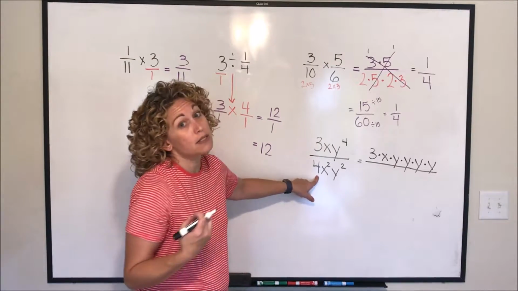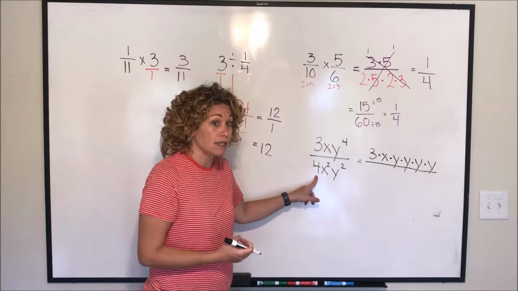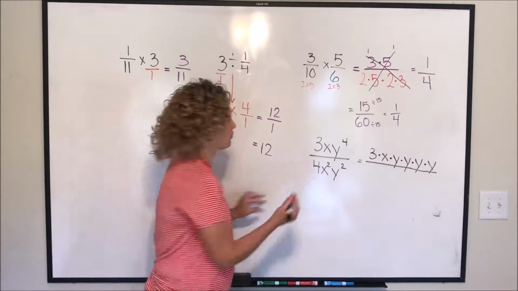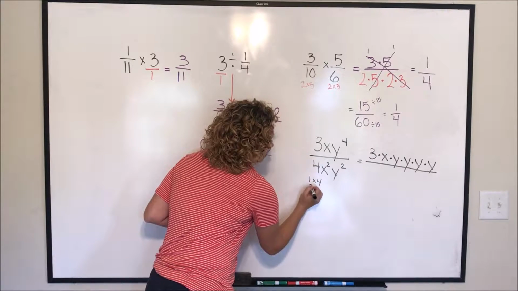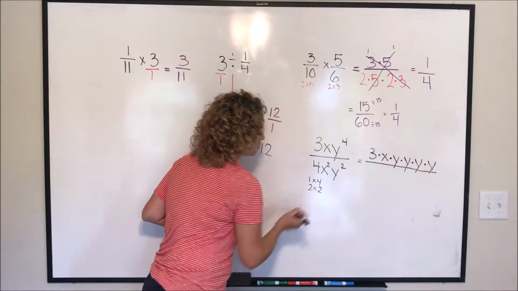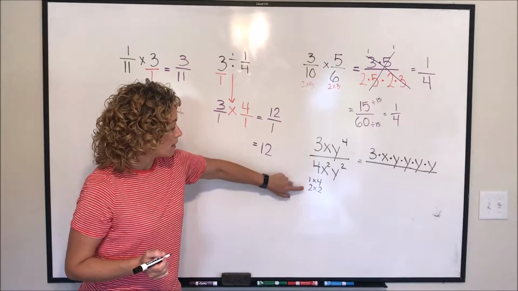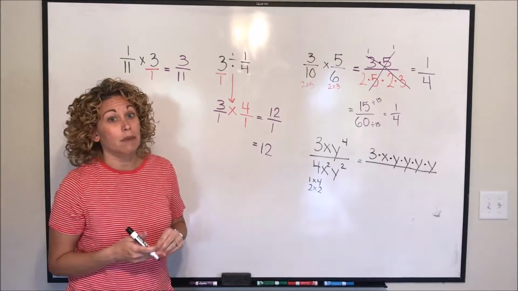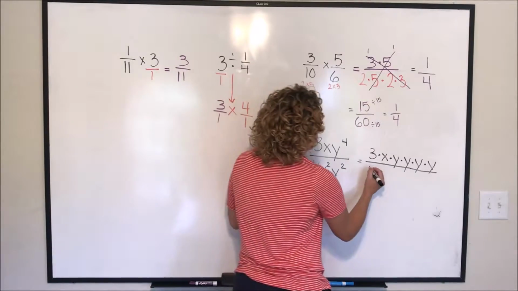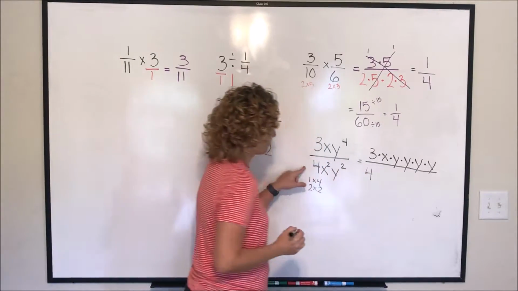Now 4 is not a prime, it is a composite number. This is 1 times 4 and 2 times 2. They are the factors of 4. But none of these numbers match the 3. So that's not going to help us by breaking it down any farther. So we're just going to keep the 4.